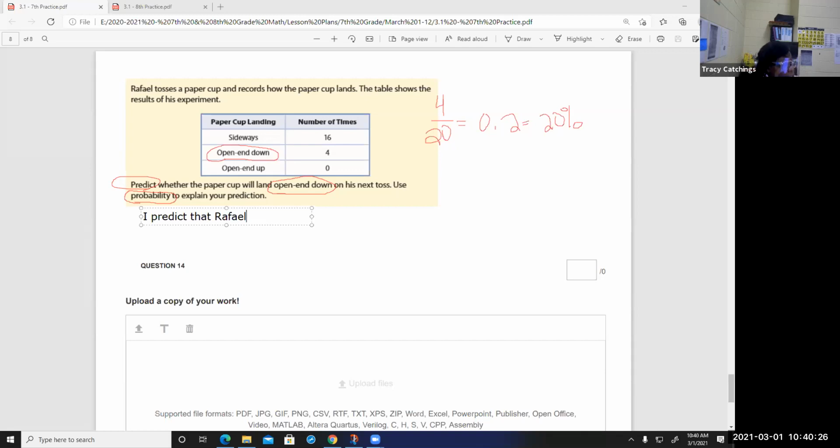That ain't your prediction. That's the data. So if the data told us 20%, is he gonna have it open and down, or is it gonna be something different? So I predict that Raphael will not land open and down because the probability was only 20%.